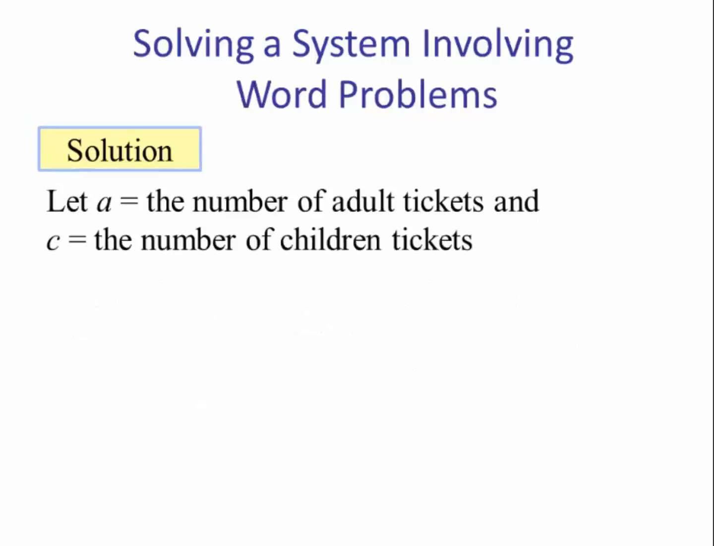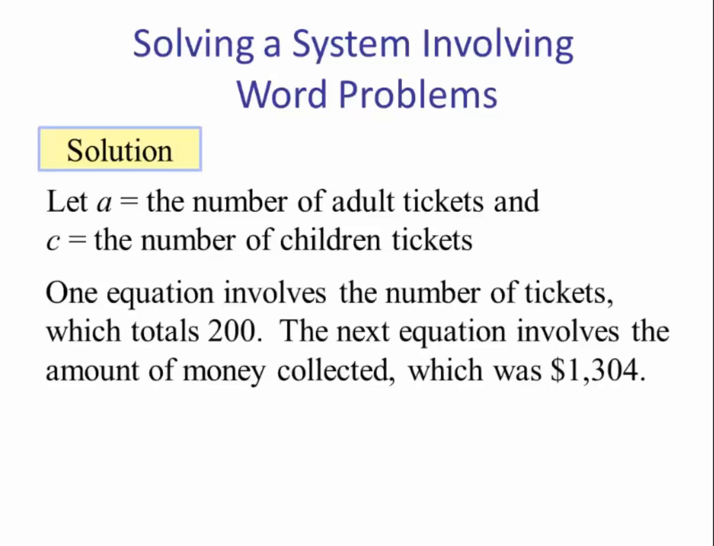Solution? Since we're wanting to find the number of adult tickets and children tickets, we're going to let A be equal to the number of adult tickets and C equal to the number of children tickets. Now one equation involves the number of tickets, which was a grand total of 200. So if we take the number of adult tickets plus the number of children tickets, that will equal 200.